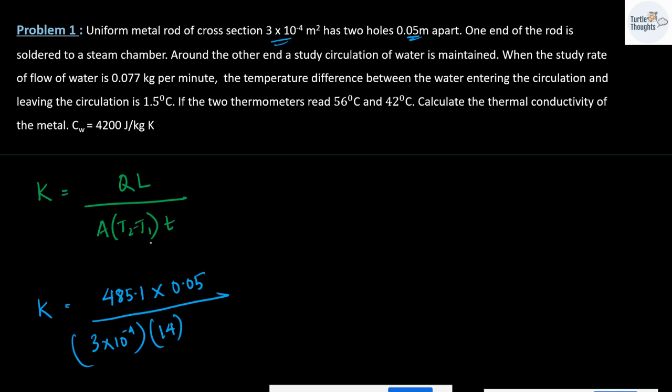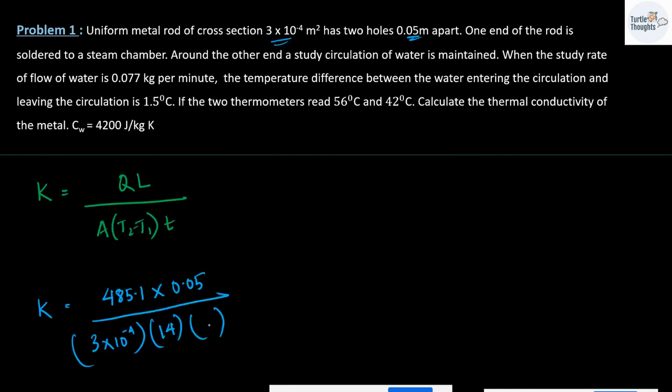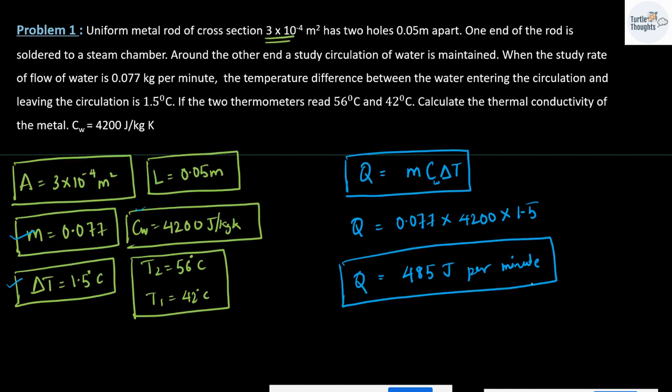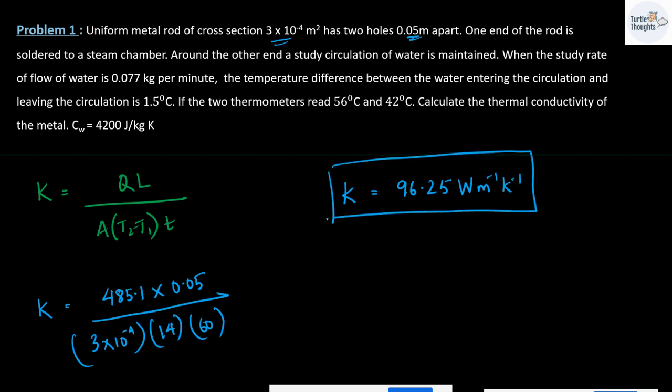What is going to be your T? Per minute we have got. Per minute. So I should be writing the SI unit. SI unit of time is second. 1 minute can be taken as 60 seconds. Taking the time as 60 seconds, I will be getting 60 over here. When I simplify, I should be getting the value of K as 96.25. It is going to be Watt per meter per Kelvin. This is going to be the final answer.